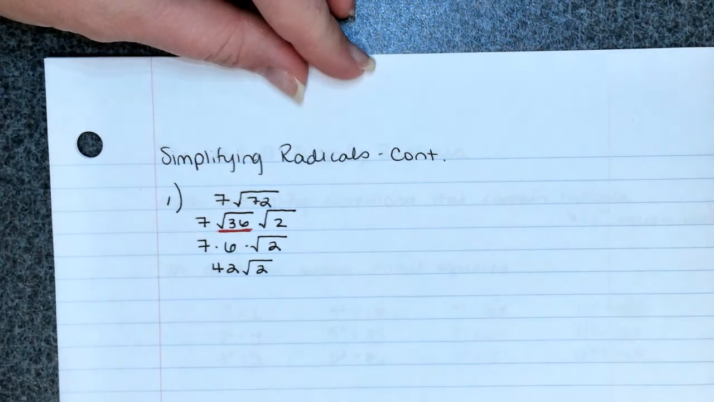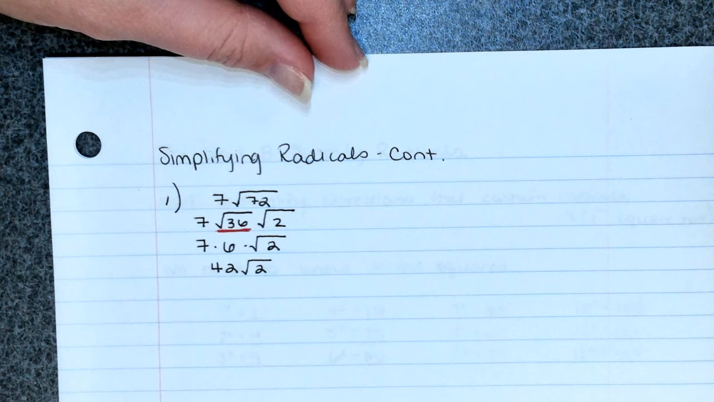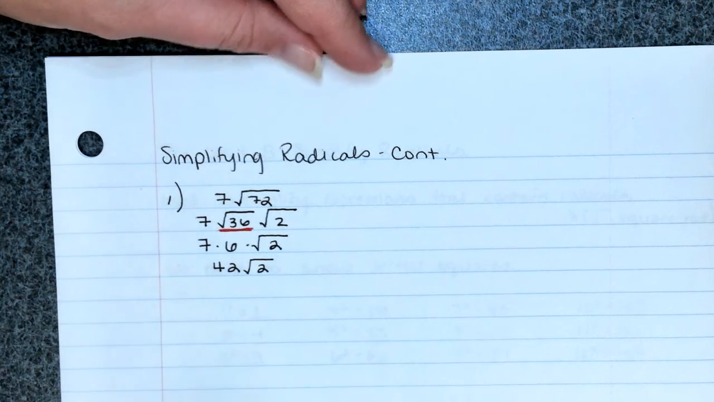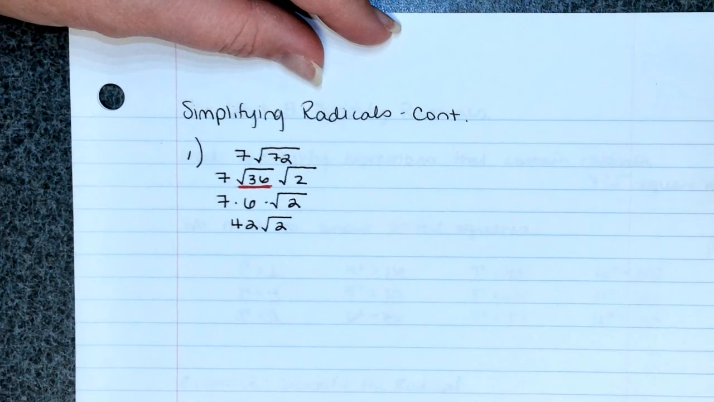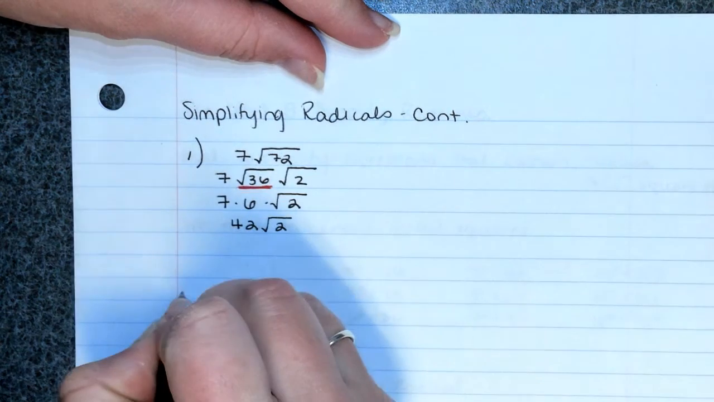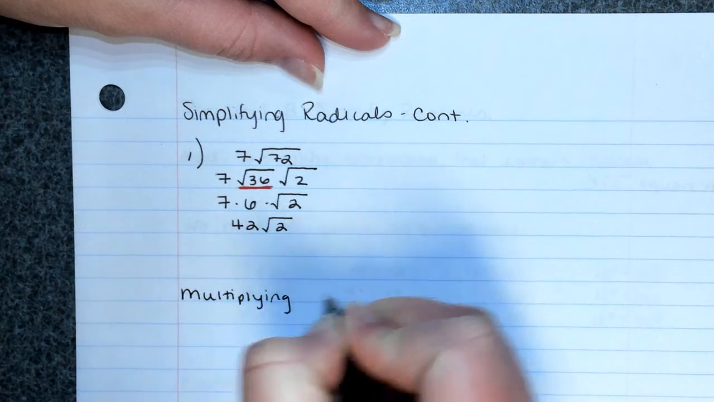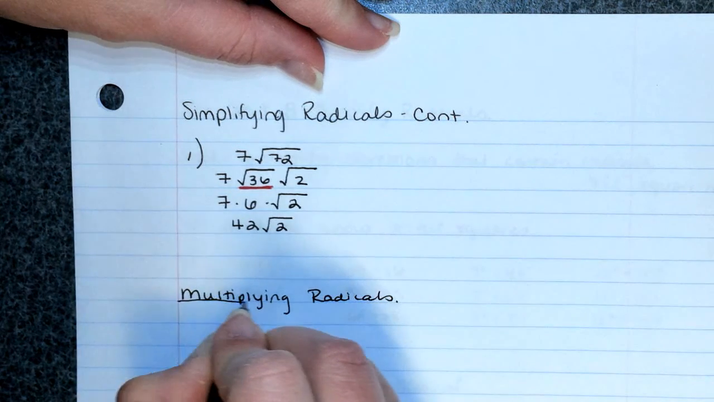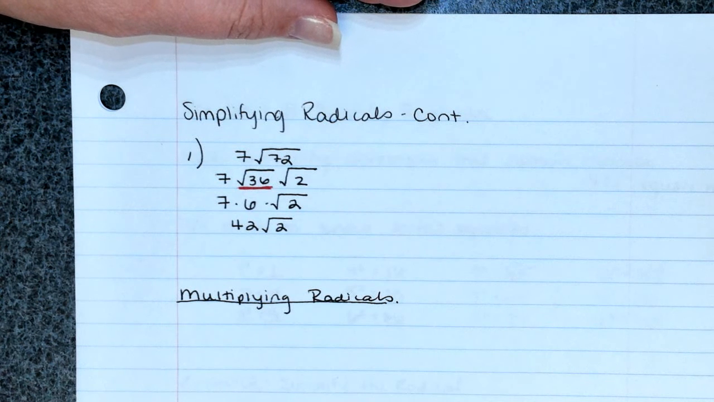Okay? Now, there's going to be a whole other page on that third page, I believe it is, that looks similar to this, where you'll have a number out front and then a radical. But then we get into multiplying radicals. Now, everything that we're doing today with these radicals will support us throughout this unit. Okay, so just keep that in mind.